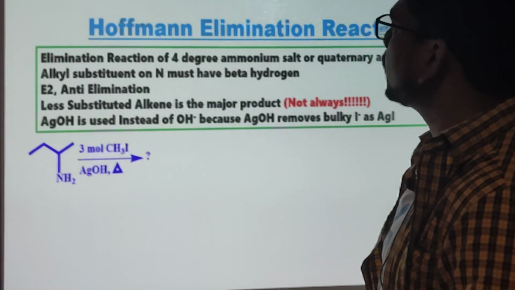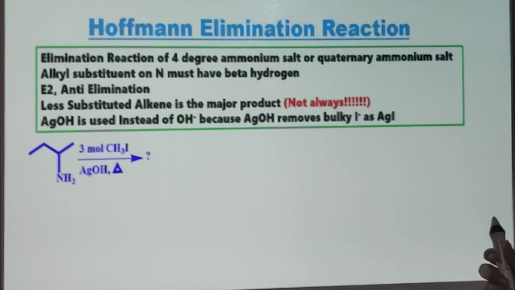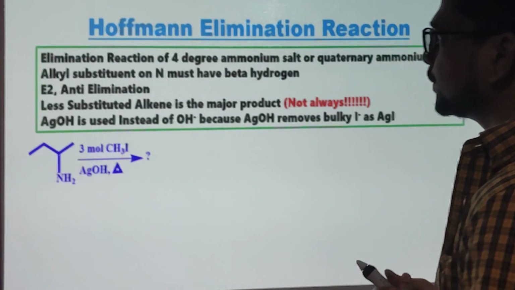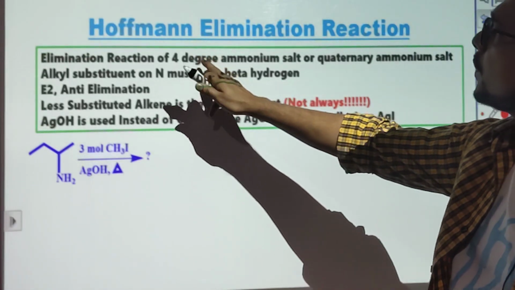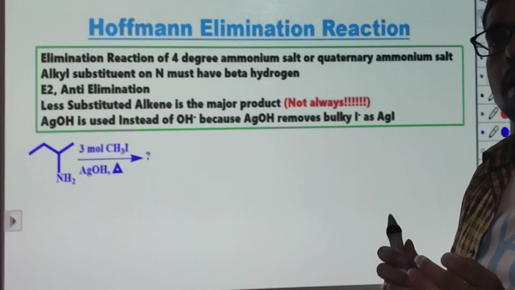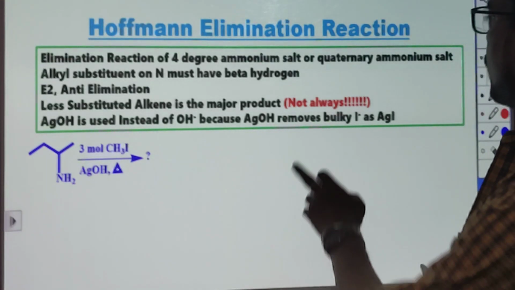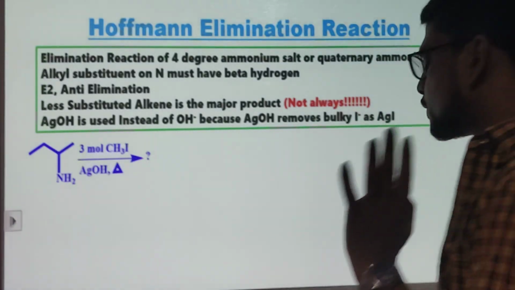Hello students, today I am going to discuss Hoffmann elimination reactions. What is a Hoffmann elimination reaction? Elimination reactions of 4-degree ammonium salt or quaternary ammonium salt are known as Hoffmann elimination reactions. What is a 4-degree ammonium salt or quaternary ammonium salt?